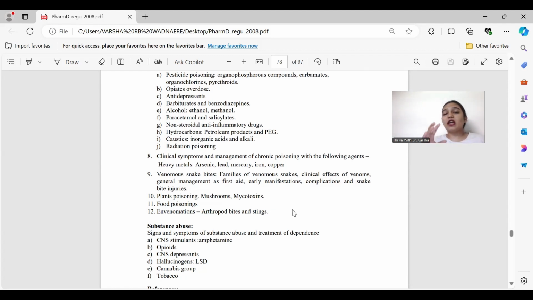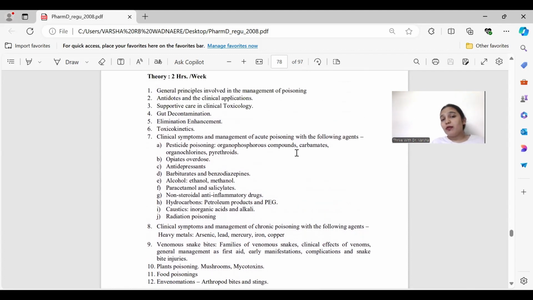So these are different types of toxicities. You'll be learning about the different types of poisoning, how they occur, and how you can prevent them. That is first prevention. Then the supportive treatment before being treated by a physician. Supportive treatment before, then the treatment and its management, and after the treatment and management, what the supportive treatment will be. You'll be learning all this.